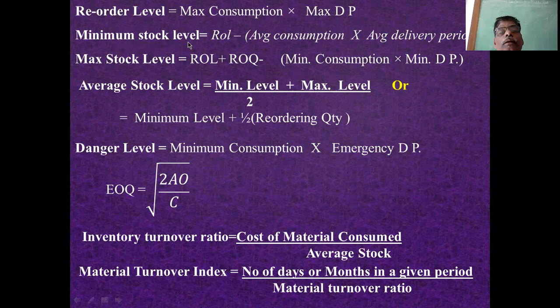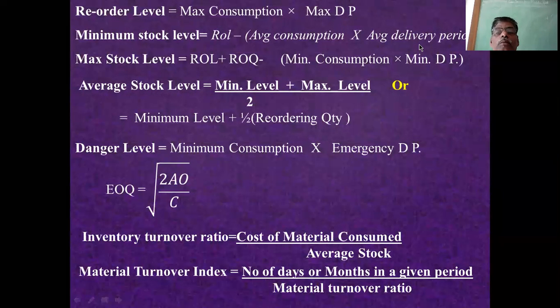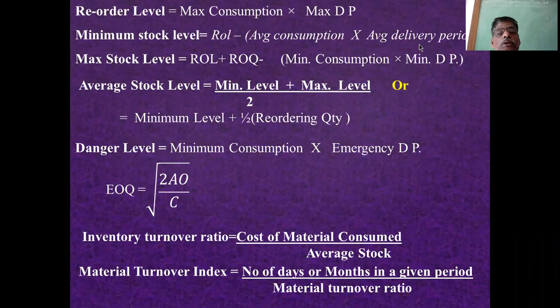minimum stock level. In the minimum stock level, ROL is here. So whatever you calculate as ROL comes to the second equation. ROL means reorder level. Reorder level minus average consumption into average delivery period. Average consumption means maximum plus minimum divided by 2. Average delivery period means maximum delivery period plus minimum delivery period divided by 2. You calculate the averages and deduct it. ROL minus average consumption into average delivery period. This is the second equation, minimum stock level.